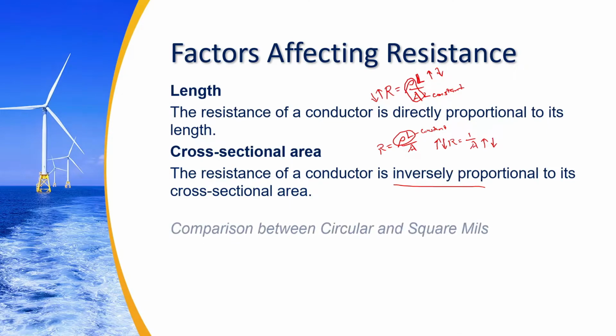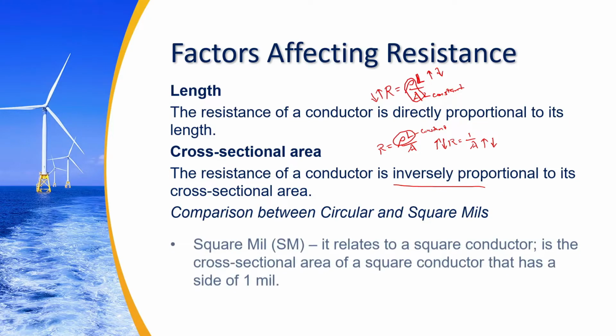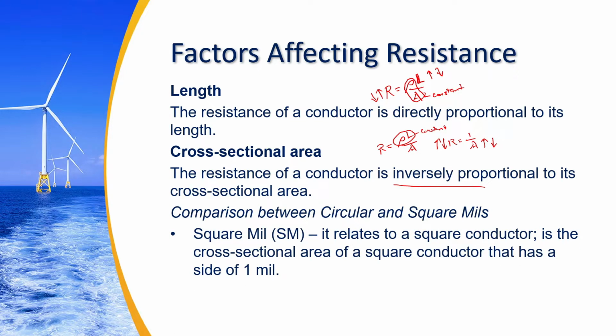Okay, so meron tayong comparison between circular and square mils. Ano ba yung circular at square mils na yan? Unahin natin ang square mil. Square mil relates to a square conductor. Pa-square daw yung conductor niya. Imbis na circle, square. So, possible na maging ganyan ang itsura niya.